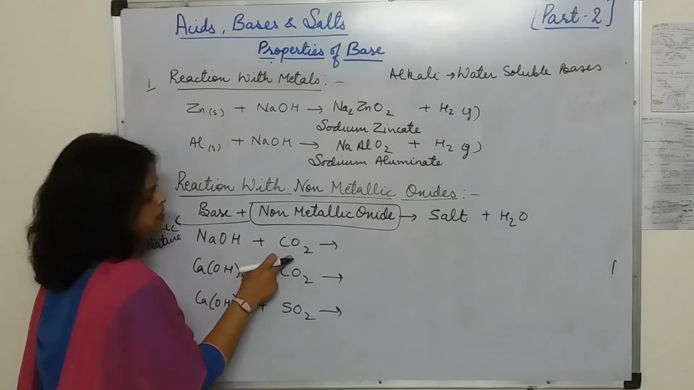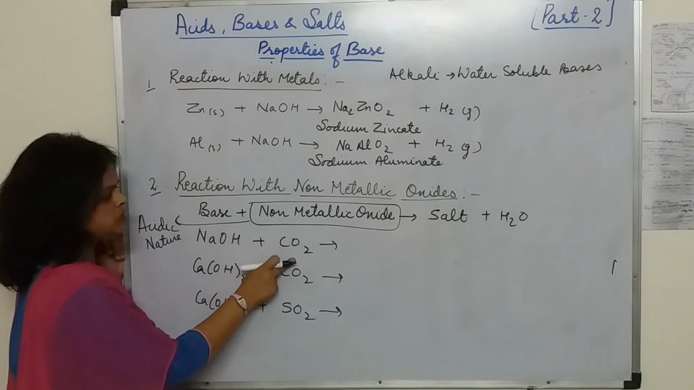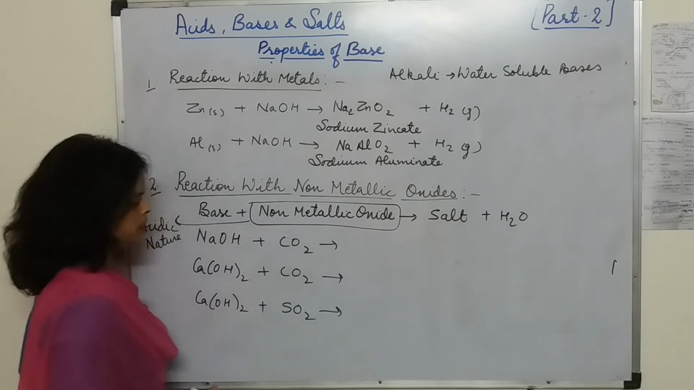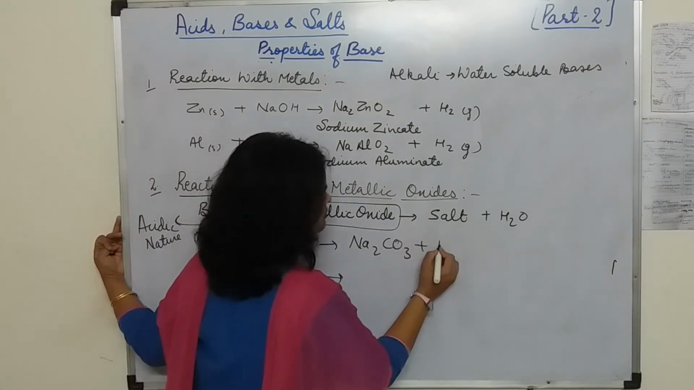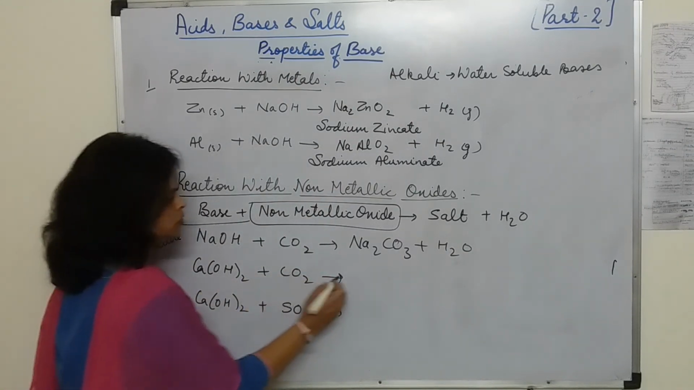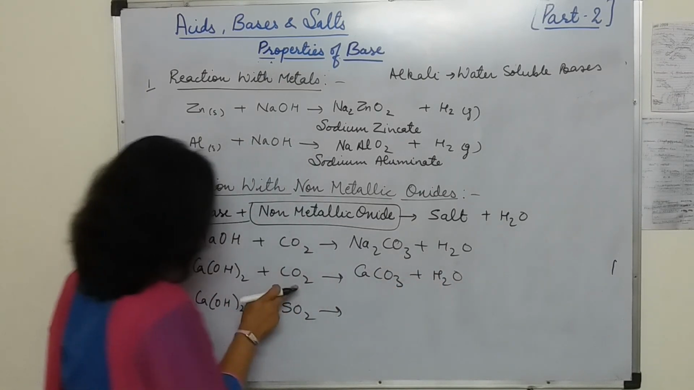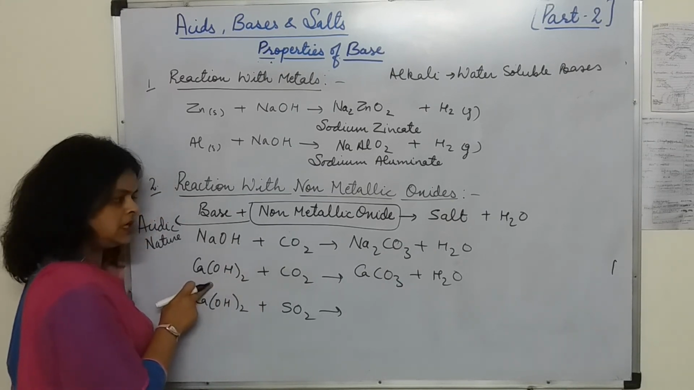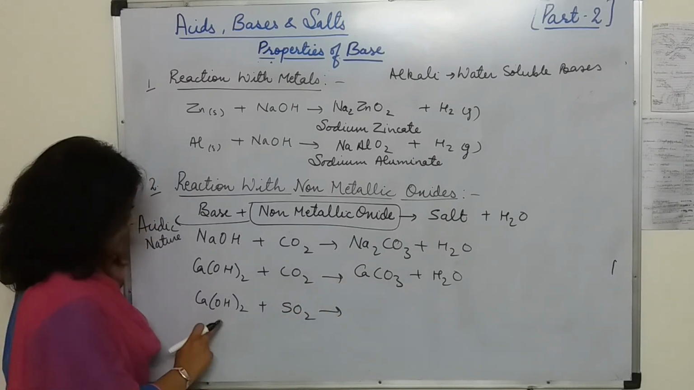When it is reacting with carbon dioxide gas, we can see that NaOH combines with carbon dioxide, it forms salt and water. So what will you write? Na2CO3 along with the formation of water. Calcium hydroxide plus CO2 forms CaCO3 along with water. Remember this reaction, students? This is a test to detect the presence of carbon dioxide. This is the lime water, and calcium carbonate is a white insoluble substance.